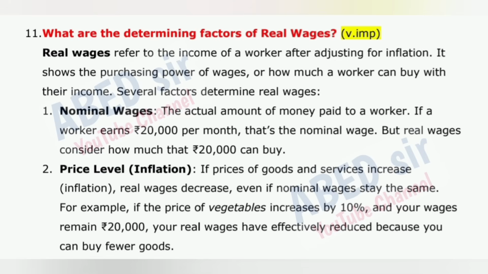1. Nominal wages, the actual amount of money paid to a worker. If a worker earns 20,000 rupees per month, that's the nominal wage. But real wages consider how much that 20,000 rupees can buy. 2. Price level, inflation. If prices of goods and services increase, real wages decrease, even if nominal wages stay the same. For example, if the price of vegetables increases by 10% and your wages remain 20,000 rupees, your real wages have effectively reduced because you can buy fewer goods.